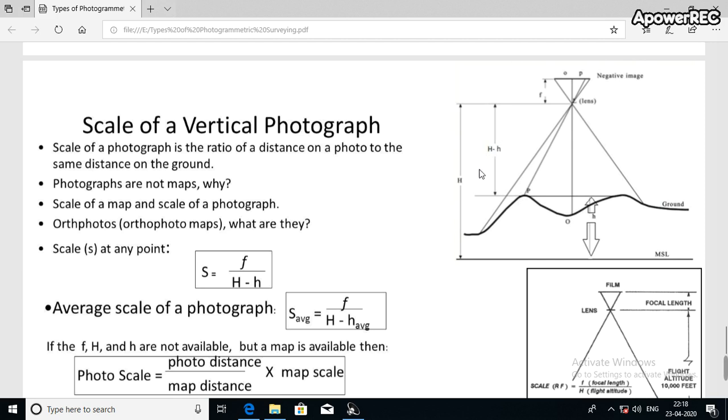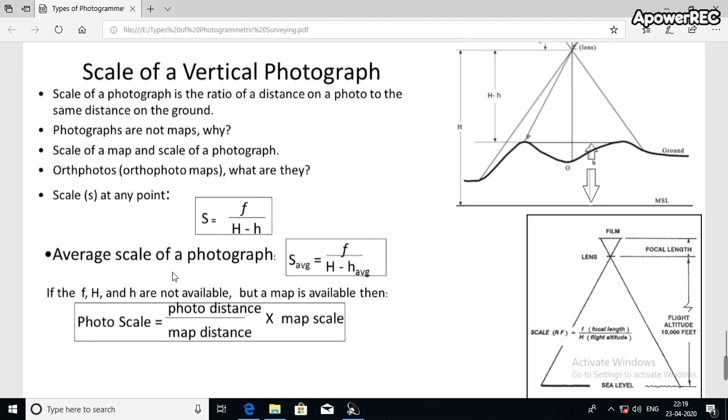Now, in some cases, the scale can be easily found. That is, scale equals this focal length divided by this total height. The average scale of a photograph is f divided by H minus h average, so this small h can be taken as the average value. In some cases, when the area has the same elevation as the sea, that is, flat terrain, then the scale will be f divided by capital H. As we know all of them, the photo scale equals the photo distance from lens to film divided by the map distance, into map scale.